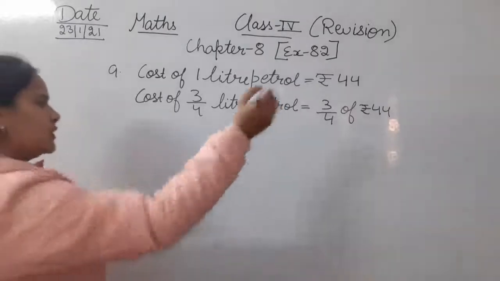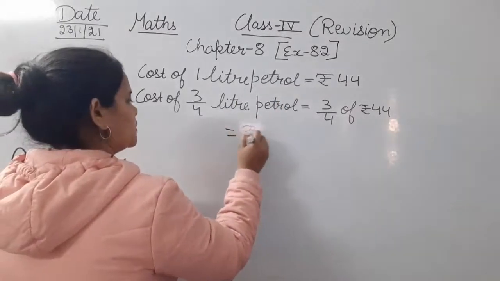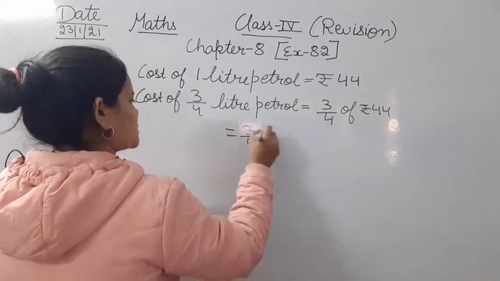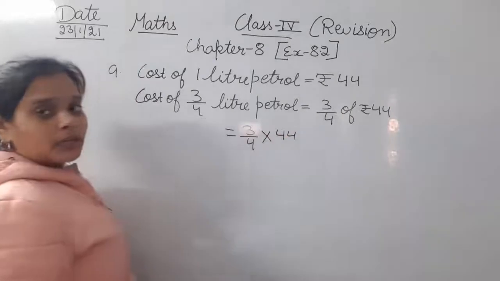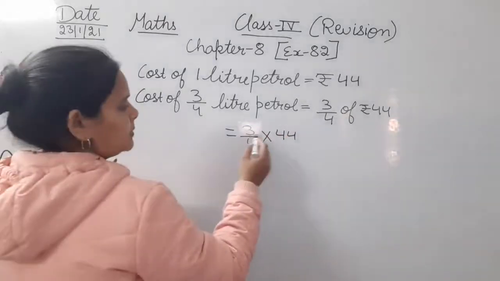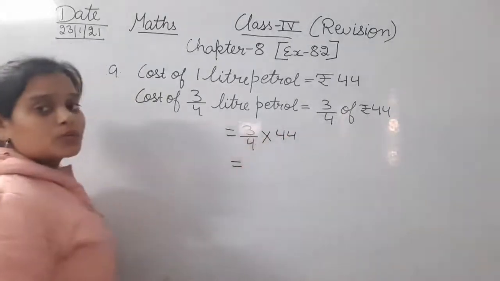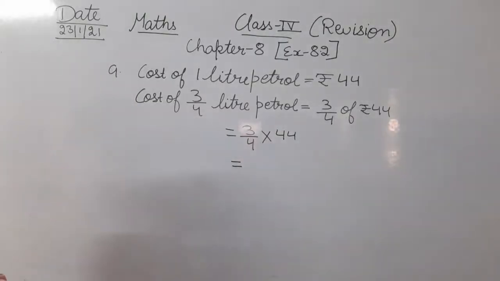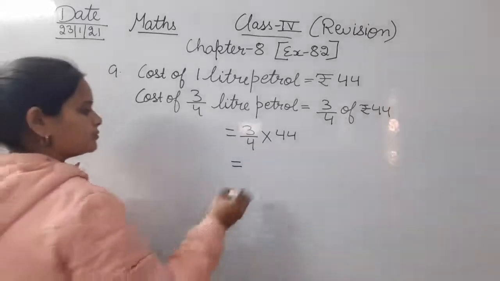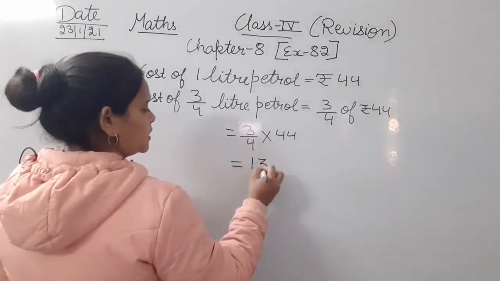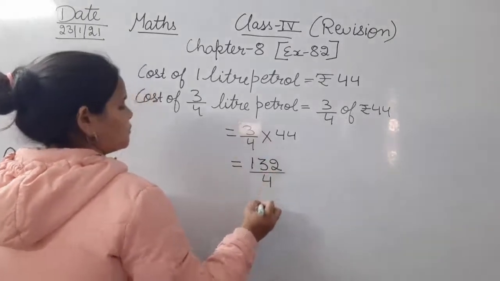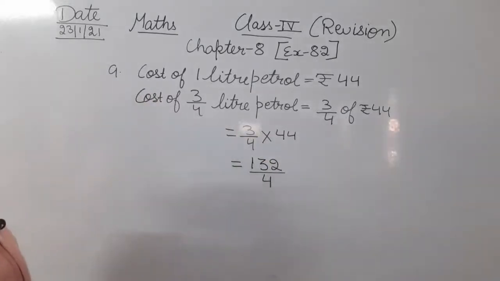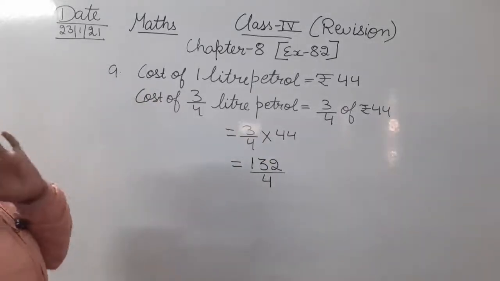Okay, so let's do the multiplication. 3/4 will be the same, and 'of' will change into the sign of multiplication. 44 is the same. So let's multiply 3 with 44. After multiplying 3 with 44, you will get 132. The denominator will be the same, that is 4. So 132 upon 4.